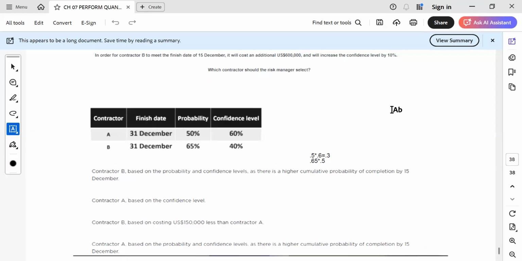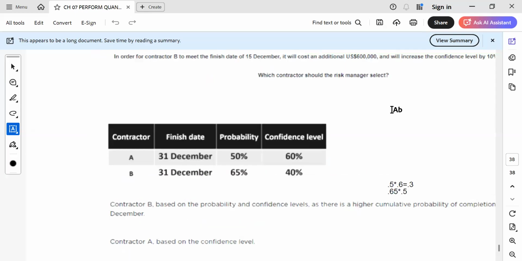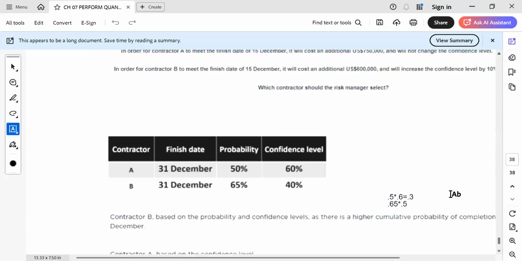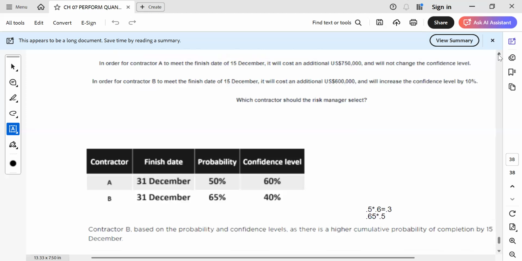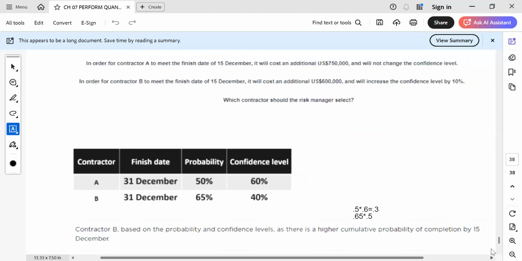The question is telling us that when we calculate the cumulative probability of option A and option B, the criteria given is that for contractor B to meet the finish date of 15 December, it will cost around an additional 600,000 and will increase the confidence level by 10%. So if we select B, the confidence level will increase by 10%. That 10% will add to the existing 40% in the question. So it is 0.65 times 0.5, which is above 0.3. Based on that, we are selecting contractor B, as it has a higher cumulative probability of completion by 15 December. That's why we are selecting it.